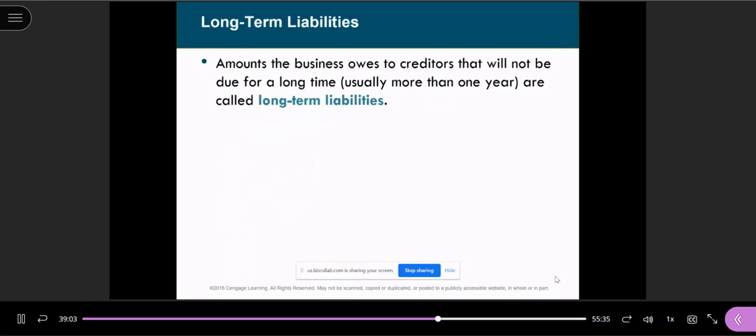And again, long-term liabilities, anything that we have over a year to pay back. And when you're doing your homework, they're always going to indicate for you if there's a notes payable of when that note payable is due, so that you'll know whether it belongs in your current or your long-term liabilities.